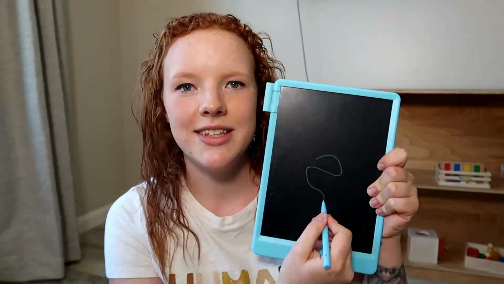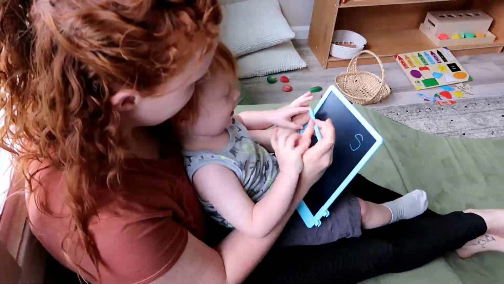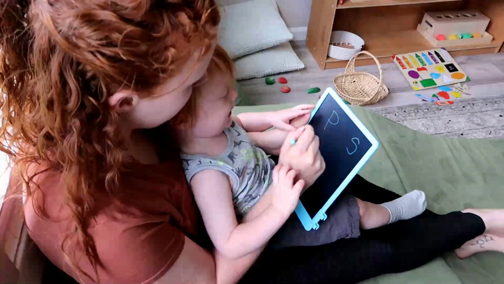I'm just starting to show him by tracing. Now when I read the book, I'll say, this is duh, and I'll trace it with my finger the right way that it's supposed to go so he can start understanding that's how you would write it, even if it's not him writing it. He's pretty far from being able to write on his own.